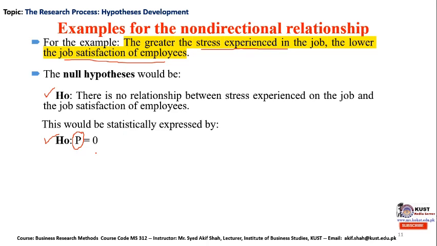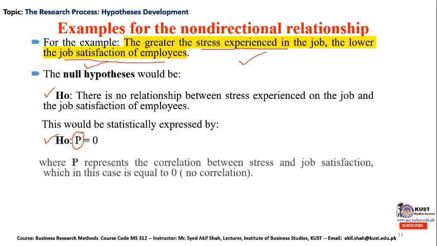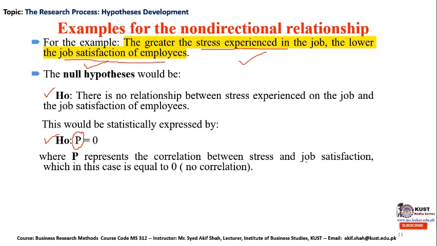It has been used, and it represents the correlation between the dependent and independent variable. Our researcher might have hypothesized that there is zero correlation between the stress experienced in the job and the job satisfaction of the employee, where P represents the correlation between the stress and job satisfaction, which in this case is equal to 0. Therefore, the prime interest of the researcher is to reject the null hypothesis.